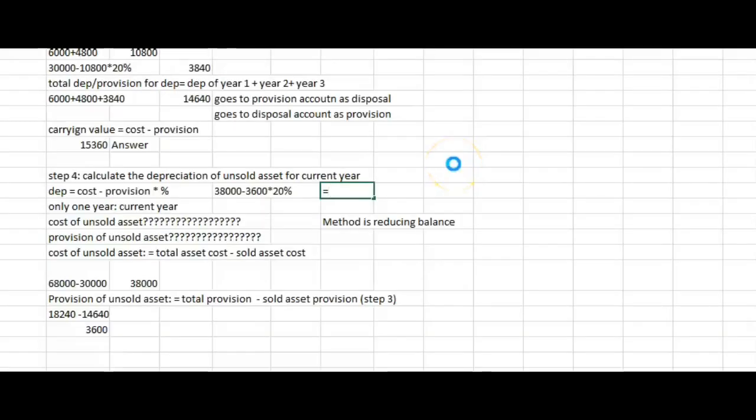We subtract $3,600 from $68,000 and then multiply by 20%. And we get 6880 as the answer, which goes to provision for depreciation account as the income statement. This is the depreciation of the asset remaining with the company, which is an expense for the year.